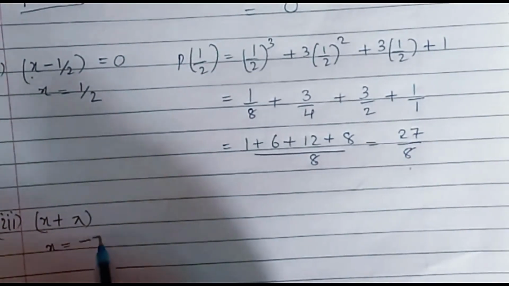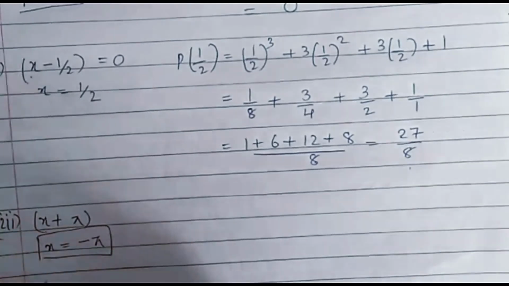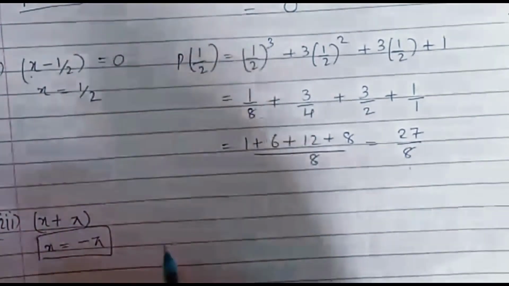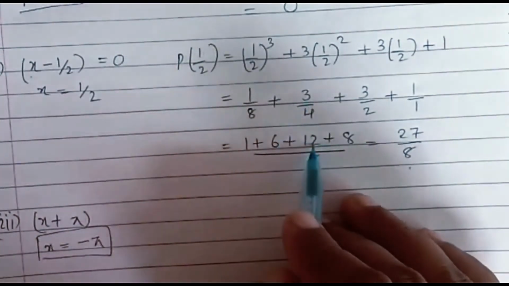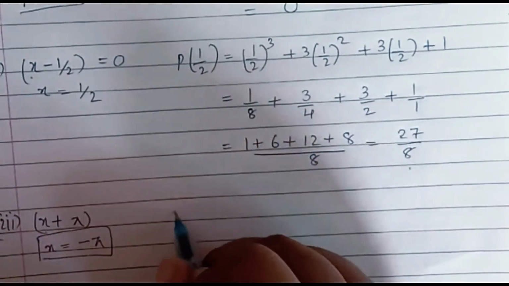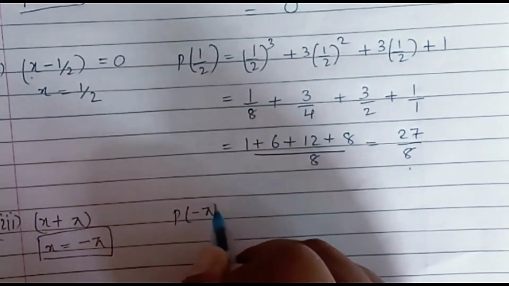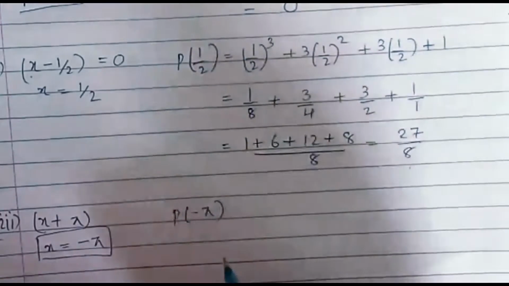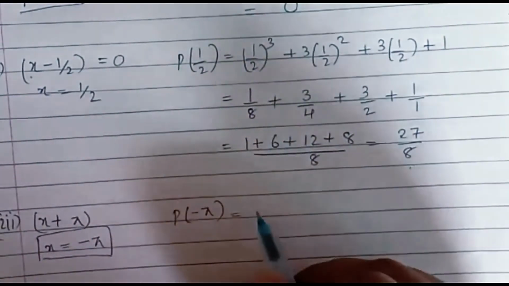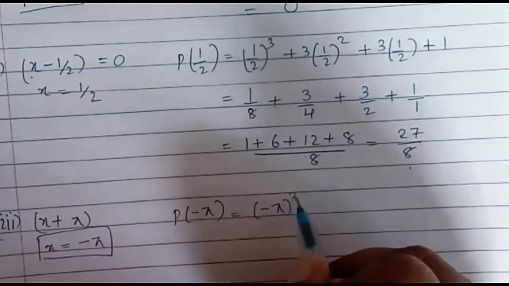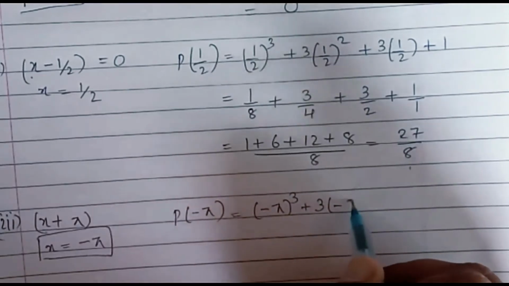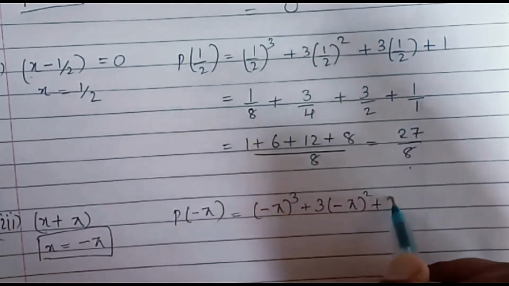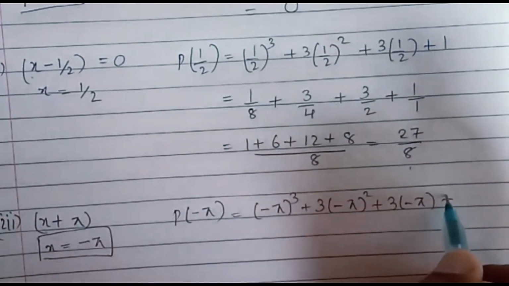That means the value of x is minus pi. You may wonder where this pi has come from, but this pi is also very simple. We will be writing p of minus pi. In place of x cube, I'll write minus pi the whole cube, plus 3 into minus pi the whole square, plus 3 into minus pi, plus 1.